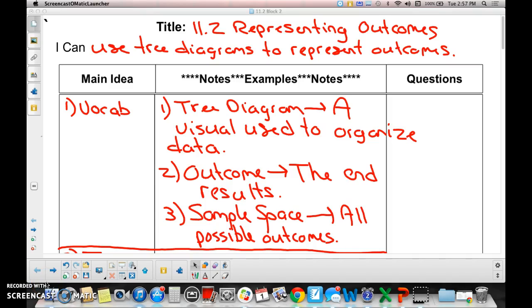Sierra, what is the title of our lesson today? 11.2. And what can you now do, Sierra? I can use tree diagrams to represent outcomes. And besides tree diagrams, what else can you use to represent outcomes, Sierra?